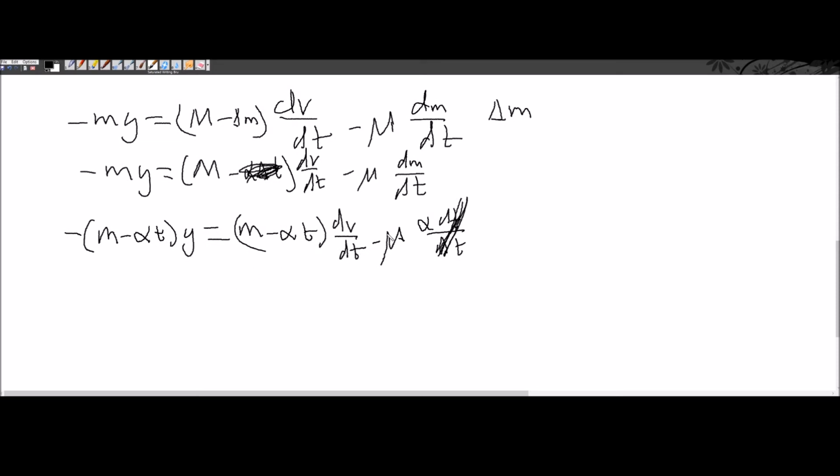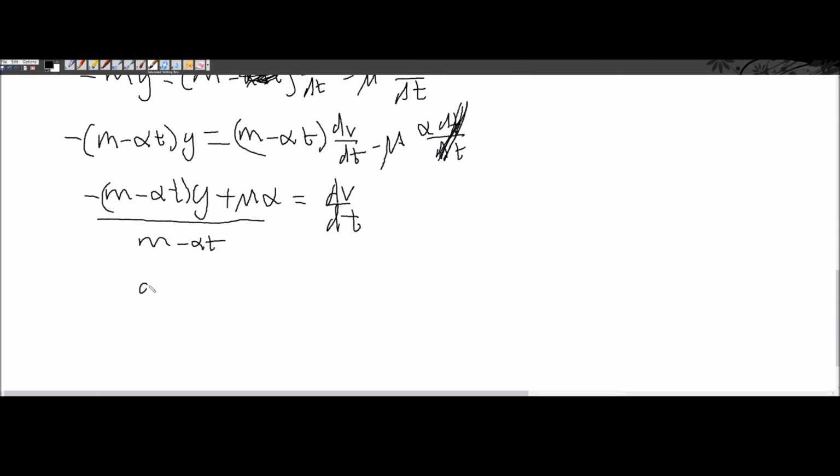So we put this there, so we get negative m minus alpha t g plus mu alpha. It's going to be equal to this thing, but you subtract that, and then you divide that down here, and you get dv dt. You also notice that this term and this term are the same, so you can write it as dv dt is equal to, these two cancel out, so negative g plus mu alpha over m minus alpha t. This is our differential equation.